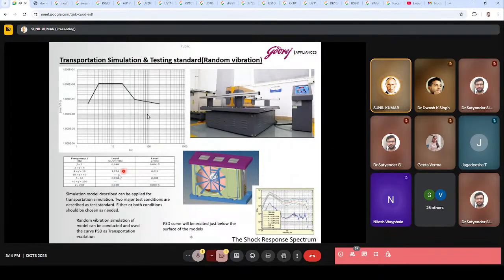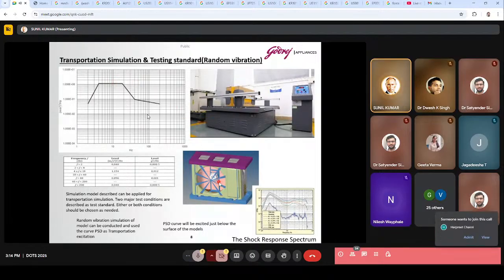So while putting this curve, this whole curve is given by analyzing the road condition of India and overall. For example, this is a standard curve, but we can increase up to 2 times and 3 times. We can increase this value, and we can use this curve in a transportation simulation. This is a random vibration simulation, which in ANSYS we used to do.